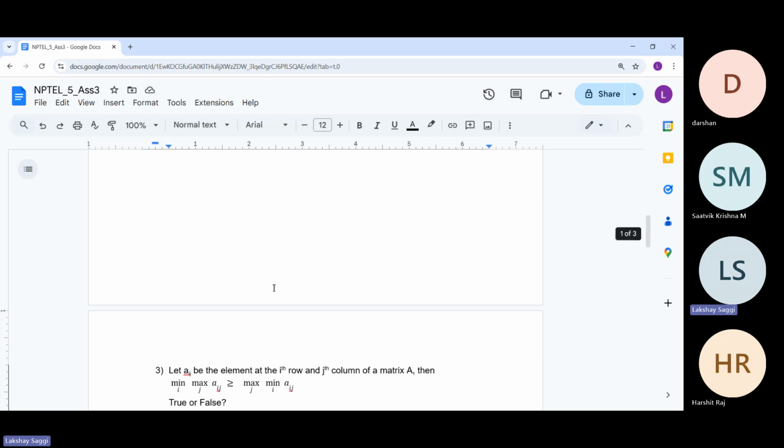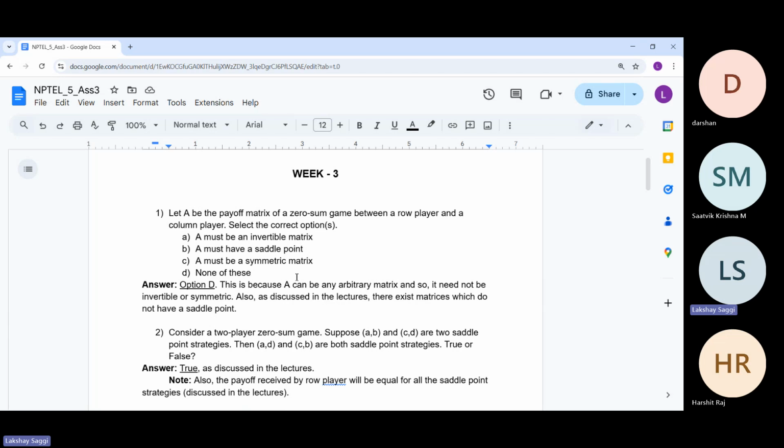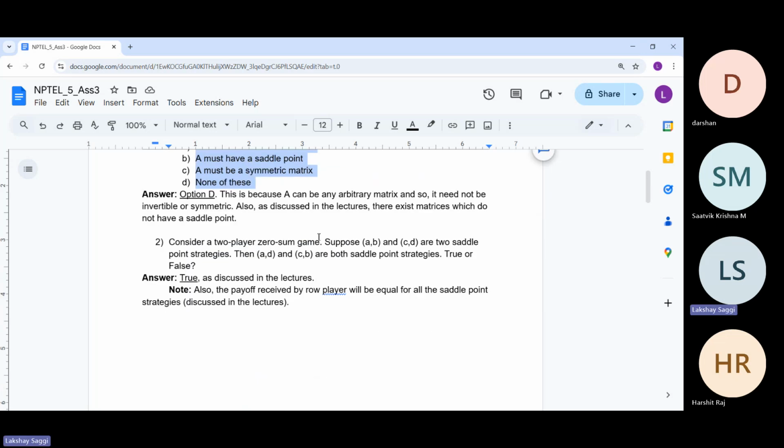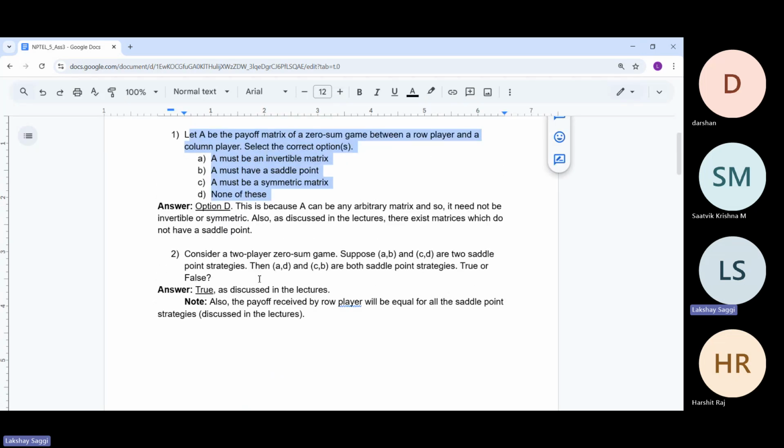So maybe I can just recapitulate what we have all covered. This week there were mostly lectures around saddle points and mixed strategies, so we have discussed questions related to zero sum games. One of the questions was about the properties of a payoff matrix. You can view these in the recording later, and these notes will also be uploaded. But just to give a recap of what we have covered.